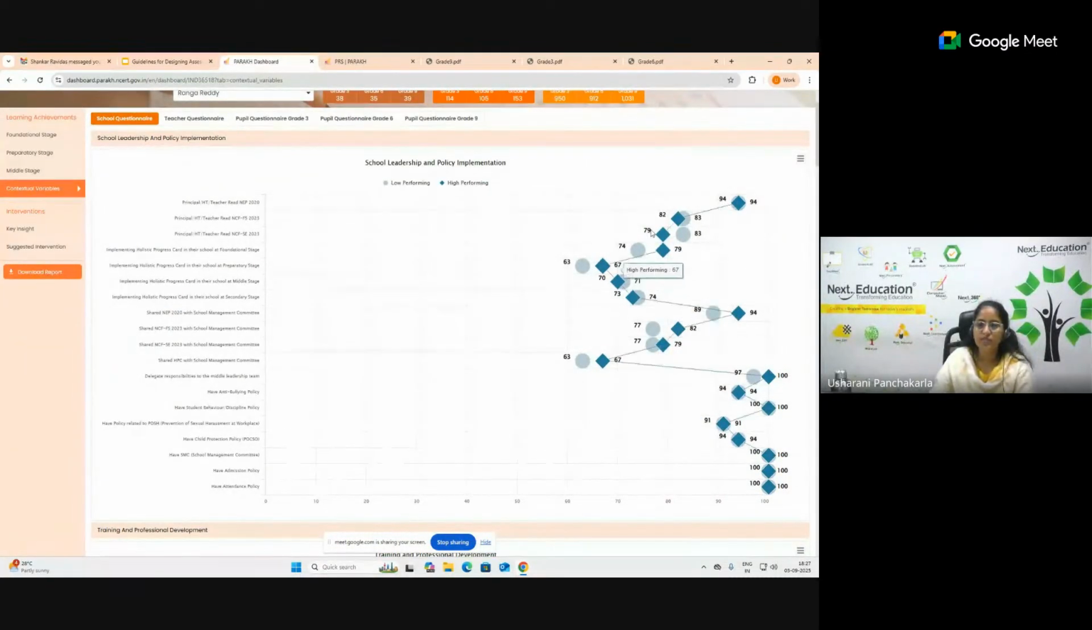Based on that, we are seeing where the schools are standing with respect to the low performing and the high performing students. There are some schools where you can see both of them are 100% aligned to this. For example, the school management committee, or we can see something here like a student behavior discipline policy, or something where we have delegated the responsibility to the middle leadership team. So in some places we can see they have achieved 100%, both the low and the high performing schools. Okay, so this is about that.